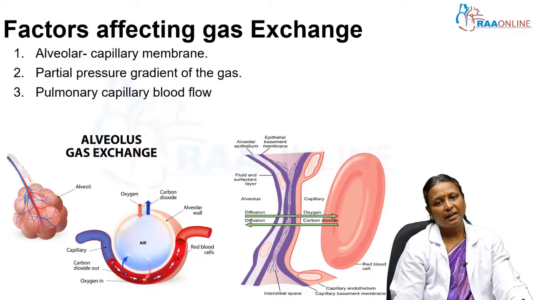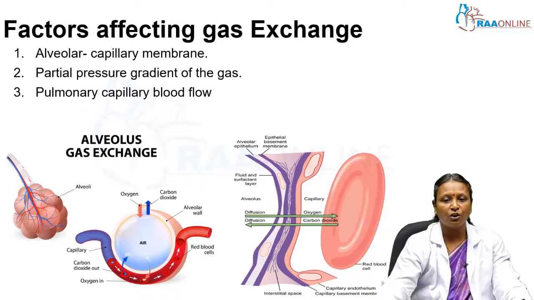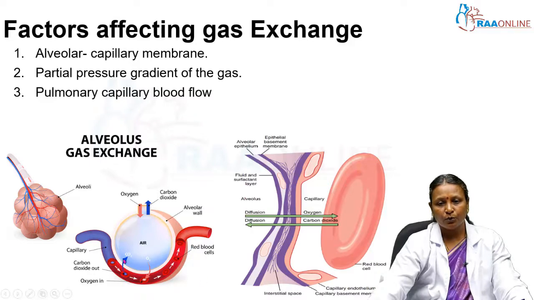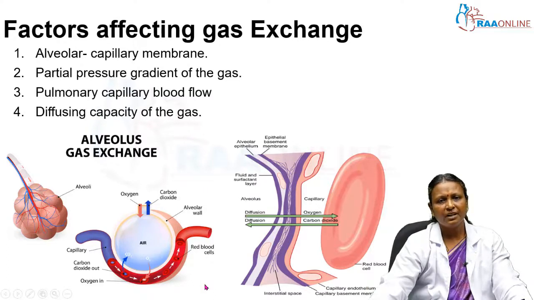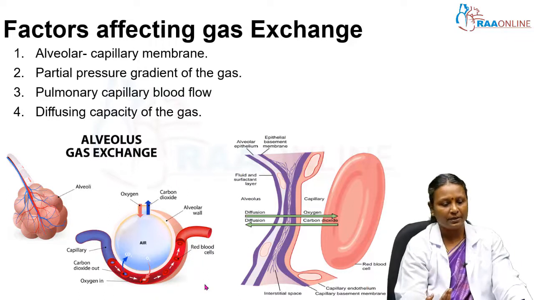Third is the pulmonary capillary blood flow. We have already seen there are certain alveoli which do not have adequate pulmonary blood flow. If there is no blood flow around the alveoli, what happens? The air is wasted. You call that as alveolar dead space. And the diffusing capacity of each gas. Each gas, namely your nitrogen, carbon dioxide and oxygen, has a different diffusing capacity. So depending upon the diffusing capacity, the gas exchange will be varying.